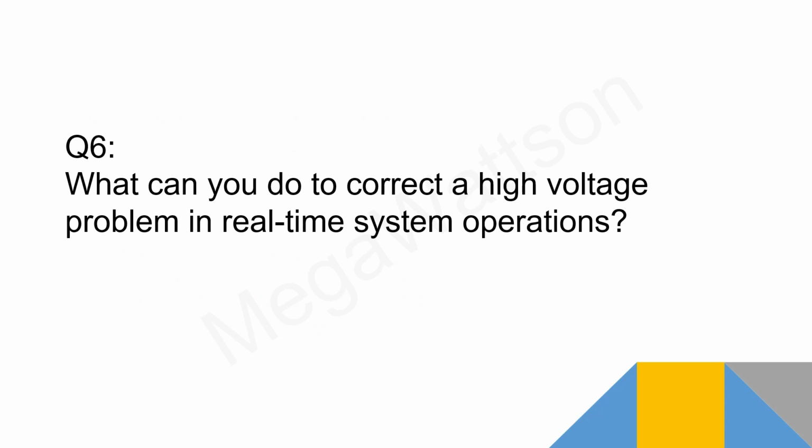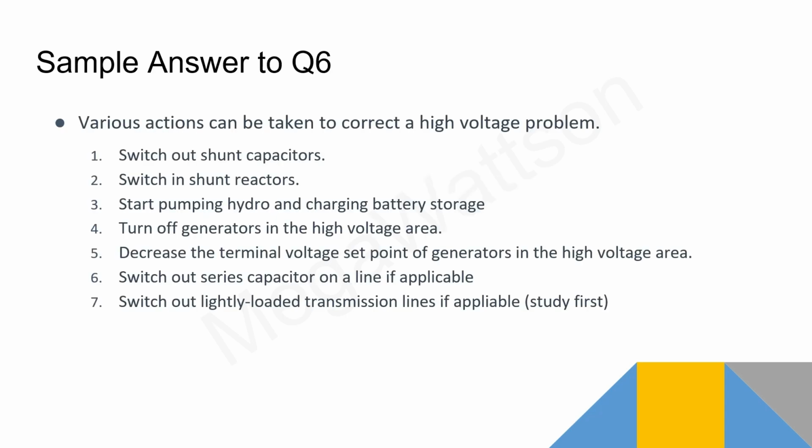Question number 6. What can you do to correct a high voltage problem in real-time system operations? You can pretty much take all the actions in question number 5 and reverse them, and you will get the correct answer for this question. You can switch out shunt capacitors if they're in service. You can switch in any shunt reactors if they're not in service yet. You can start pumping hydro or start charging batteries because they're essentially behaving like a load. You can turn off generators in the high voltage area. You can also decrease the terminal voltage set point of generators in the high voltage area. You can switch out series capacitors on the line, or you can switch out lightly loaded transmission lines if applicable, and make sure you study this first.